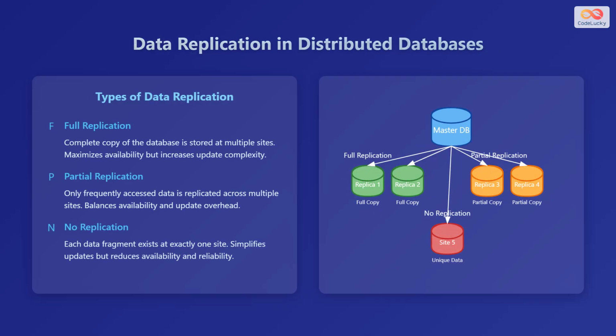Data replication is another important strategy. It refers to storing copies of data across multiple sites to improve availability and performance. The first type of replication is full replication, where a complete copy of the database is stored at multiple sites. This maximizes availability, but can increase update complexity. The second type is partial replication, where only frequently accessed data is replicated across multiple sites. This balances availability with update overhead. And the last type is no replication, which means each data fragment exists at only one site. This simplifies updates but reduces availability and reliability.